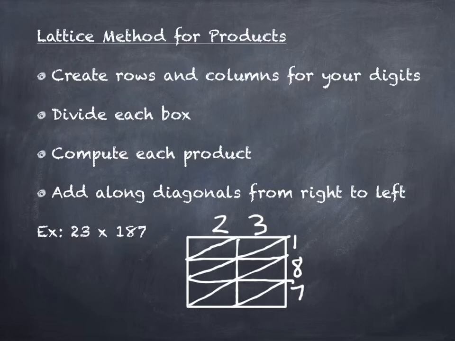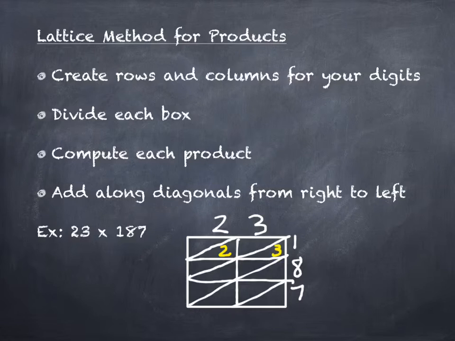I'm just going to start in my top left-hand corner. You can start in any box you want. It doesn't matter. But I'm going to start right here. So this box right here is going to be 2 times 1, which is 2. And the 2 goes in the bottom corner of the box. Next box, I'm just going to go to the right. 3 times 1, which is 3, bottom corner of the box.